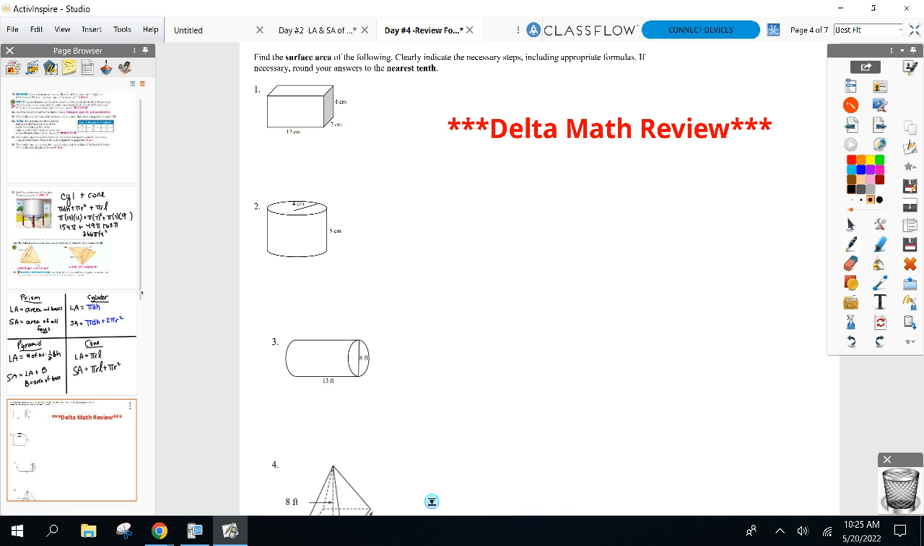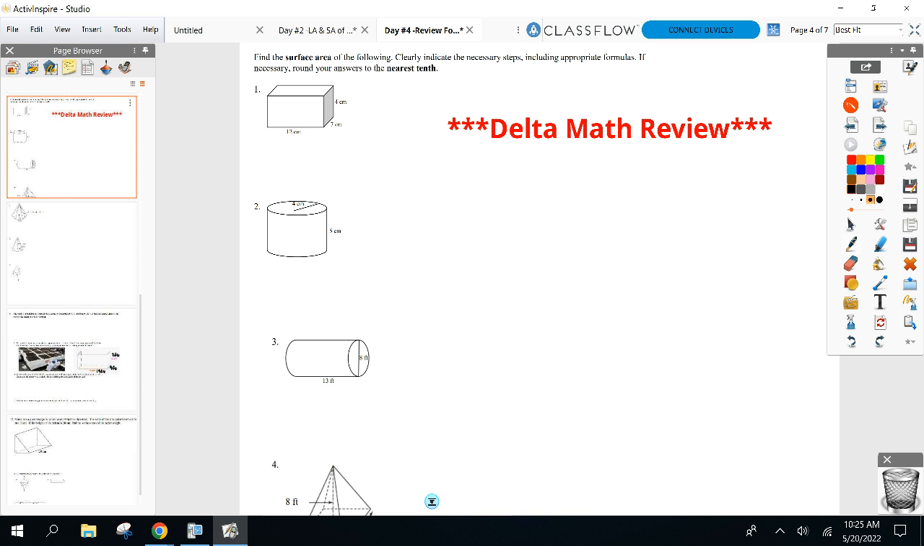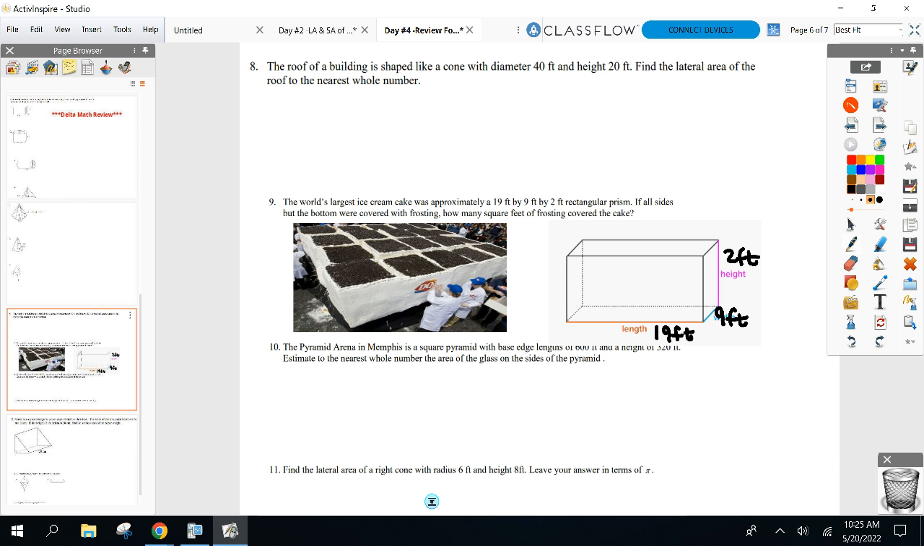I don't feel the need to stand up here and do a few problems with you. Oh, I forgot. Go to number 9 for me. I just think you need a diagram for number 9 here. World's largest ice cream cake, 19 by 9 by 2 feet. This is just a picture in case anybody was wondering. This is the actual diagram that you need. The 19 by 9 is the base. The base is 19 by 9 and the height is 2 feet. And you're going to cover that whole thing but the top with frosting.